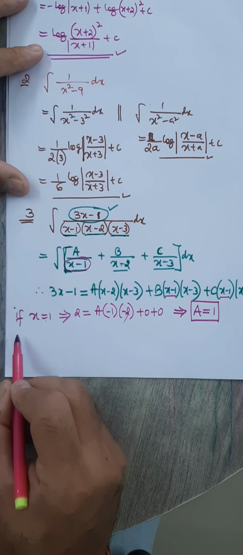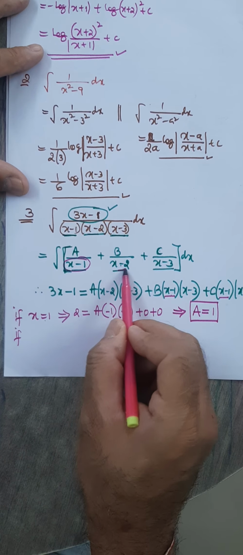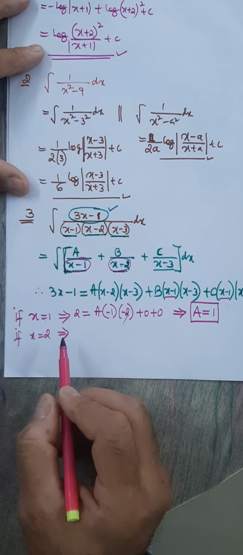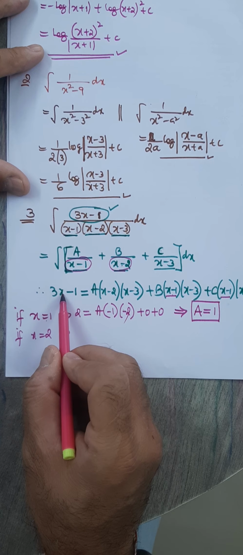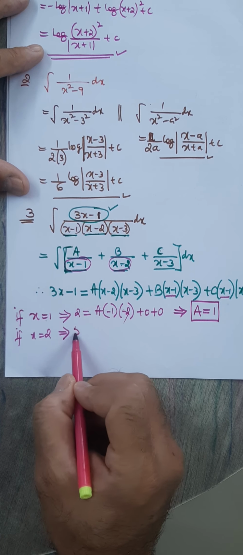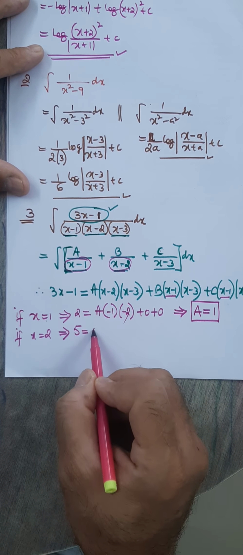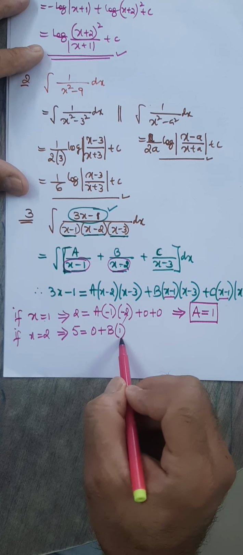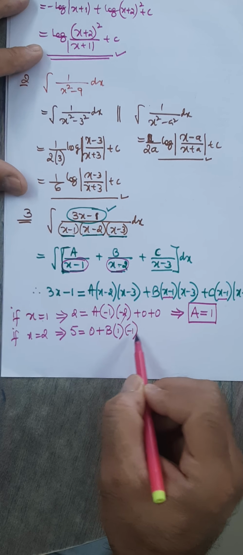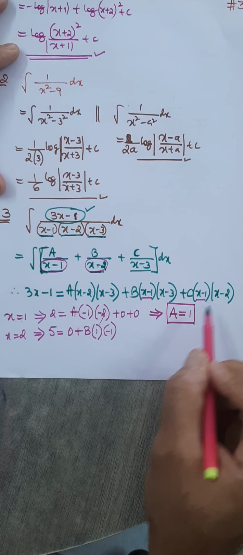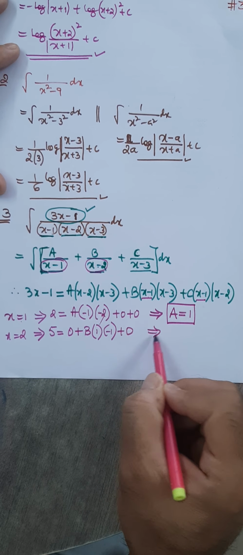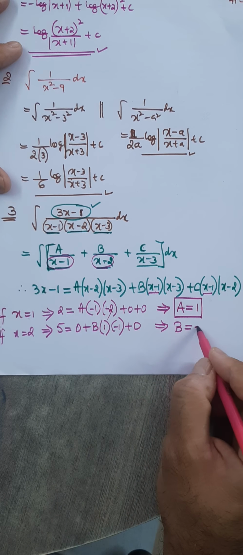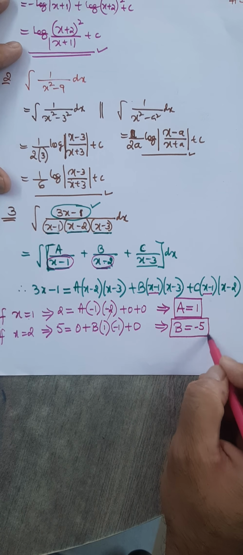Okay. Next, what should be the next value of x in such a way that this becomes 0? So x should be 2 here. I'll put 2 here. 2 into 3, 6. Minus 1, 5. If you put 2 here, this is 0. I'll put here 2. So 2 minus 1, 1. Here 2 minus 3, minus 1. If I put here 2, this is 0. So I'll get the value of b. What is b from this? B would be minus 5. Just check this.